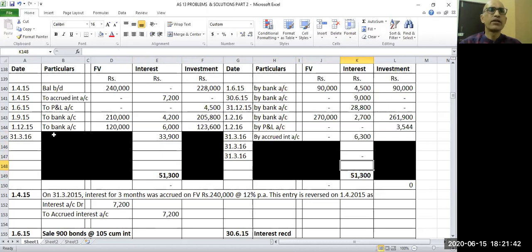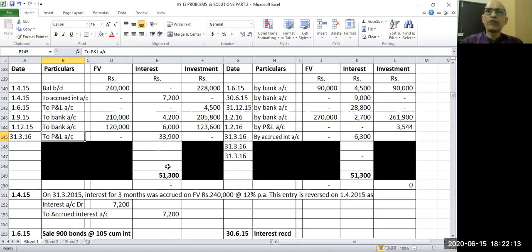Now if you see the interest account, the credit side total is 51,300, and on the debit side you will have a balancing figure of 33,900 rupees. So this is the income for the year which is transferred to profit and loss account. So our entry is interest account debit to profit and loss account 33,900 rupees. Now this is what we have done.